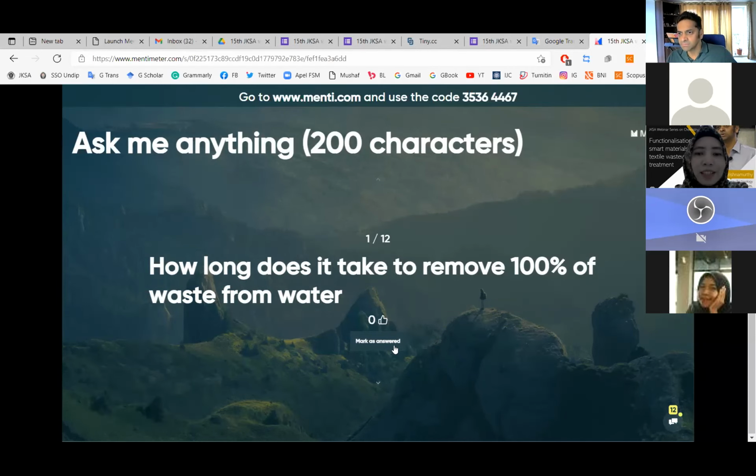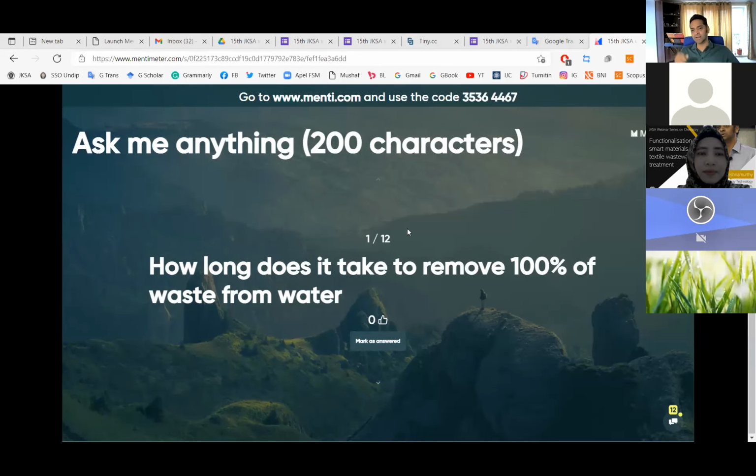Okay, Professor Satheesh, this is the next question. You can see it on the screen. How long does it take to remove 100% of the waste from water? 100%. Okay. We can clear the dye discoloration in about 5 minutes using our photocatalysis, but that is not the solution, because there are still organic components and organic residues inside the wastewater.